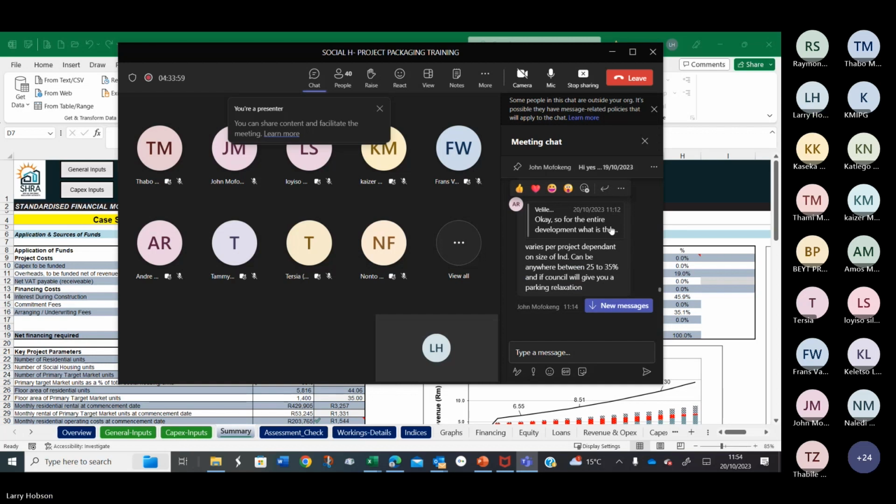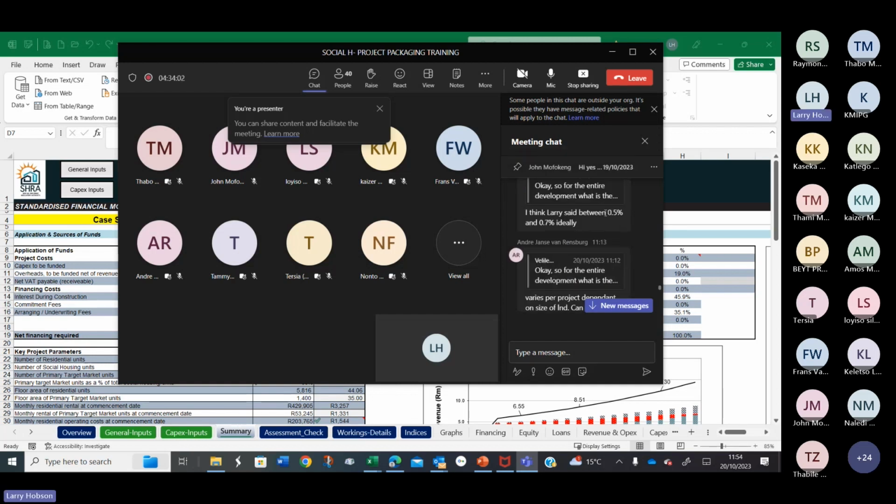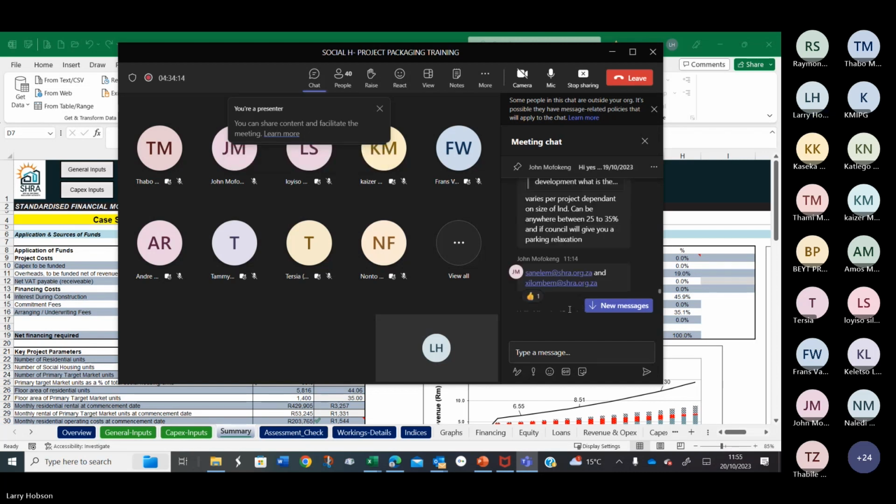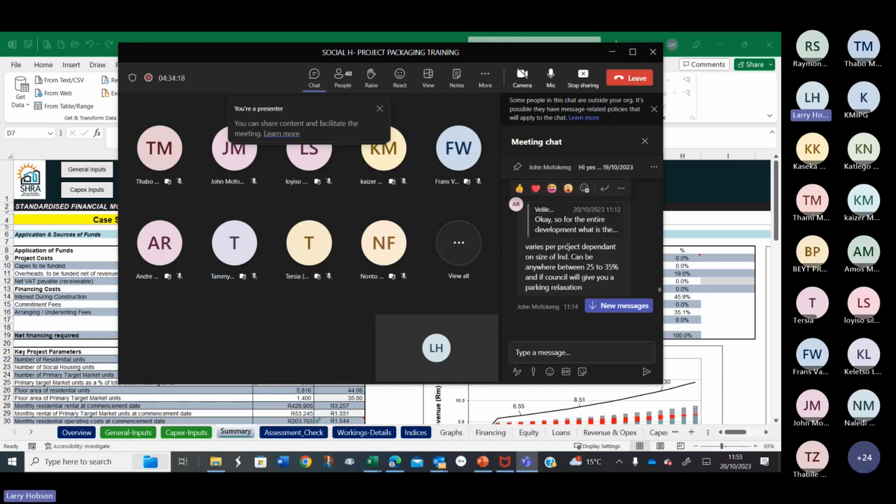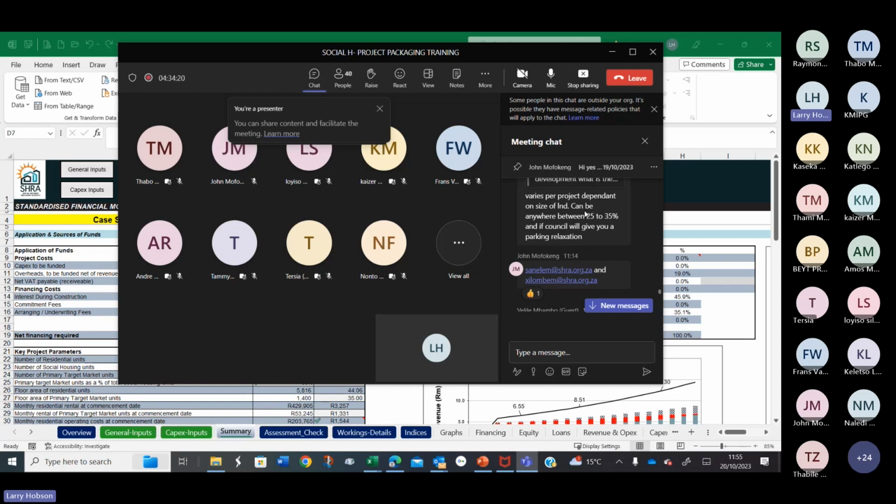So you'll have 50% or 70% of the number of units as parking spaces. It all depends on where you are. You have different ratios for different areas. Okay. It can be anywhere from 25 to 30. Yeah, less space in the inner city.